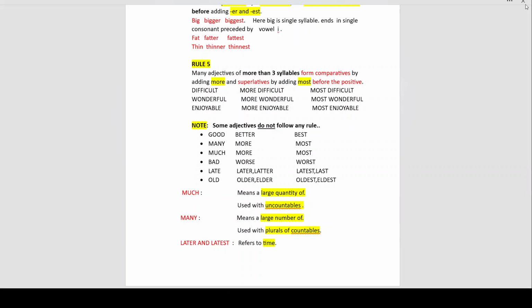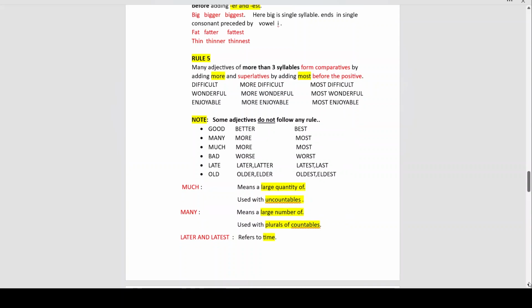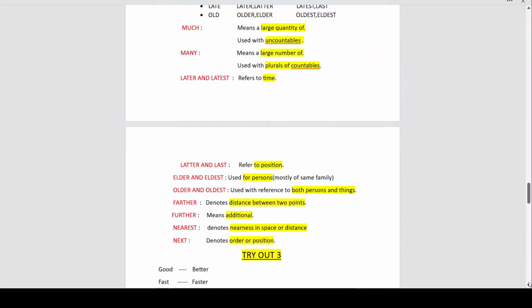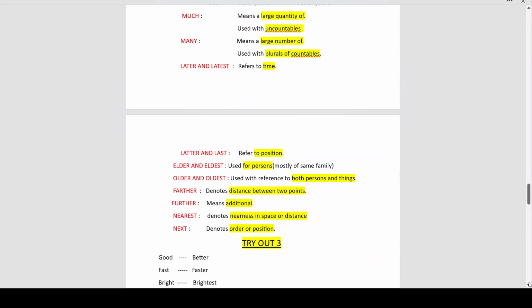Now, what do you understand by much? Much means a large quantity of, and it is used with uncountables like sugar, rice, etc. Many means a large number of. It is used with plurals of countables. I hope you can understand the difference. Much is used with uncountables. It is a large quantity. And many is used with plurals of countables like pen, pens, pencil, pencils. So many pencils, many pens, many books. So many means a large number of, much means a large quantity of. It is used with uncountables.